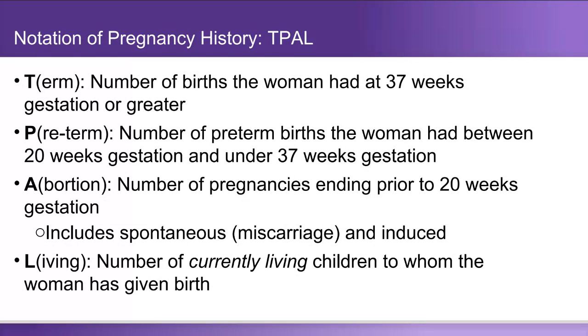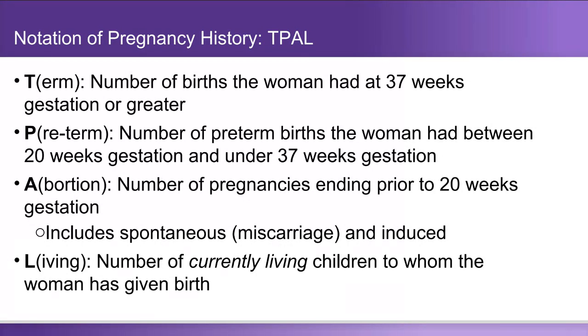So we know when we go back to our gravida para, then an abortion is ending prior to 20 weeks, so it's never going to count as a para, if that makes sense. And then living children. So now we're actually accounting for the number of children. All the other ones are just the delivery, the pregnancy. Doesn't matter how many babies are in there. But once they're born, they count separately. So living stands for the number of currently living children to whom the woman has given birth.